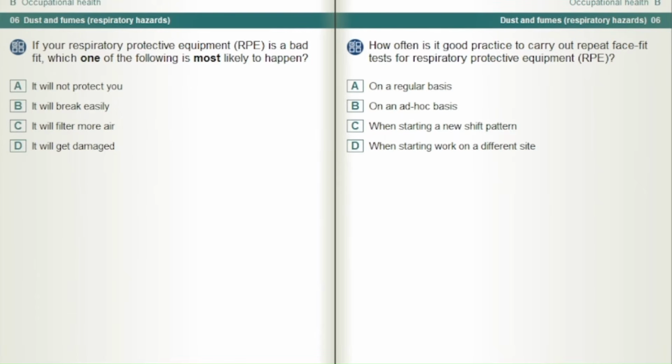If your respiratory protective equipment, RPE, is a bad fit, which one of the following is most likely to happen? It will not protect you. It will break easily. It will filter more air. It will get damaged.